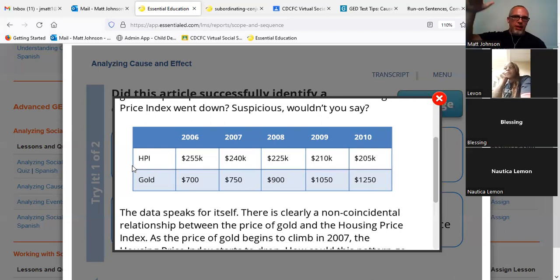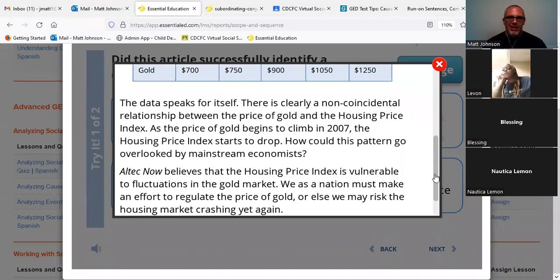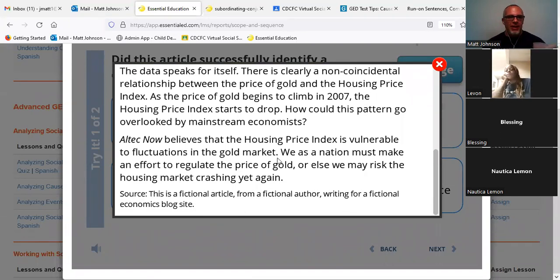Correlation, maybe. So the data speaks for itself, right? They're saying there's clearly a non-coincidental relationship between the price of gold and the housing price index. As the price of gold begins to climb in 2007, the housing price index starts to drop. How could this pattern go overlooked by mainstream economists? Alltech Now believes that the housing price index is vulnerable to fluctuations in the gold market. We as a nation must make an effort to regulate the price of gold, or else we may risk the housing market crashing yet again.